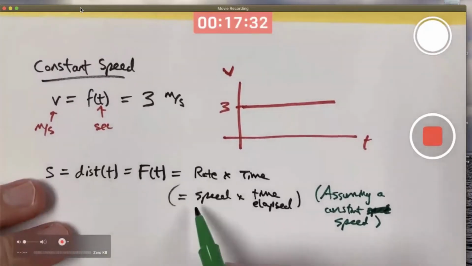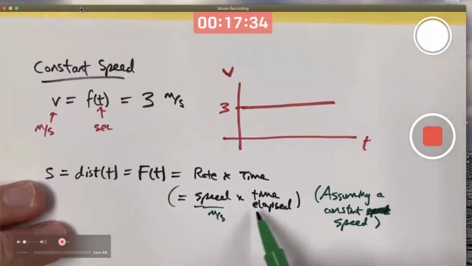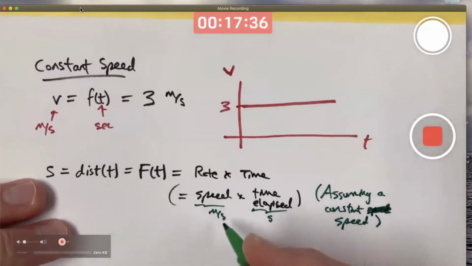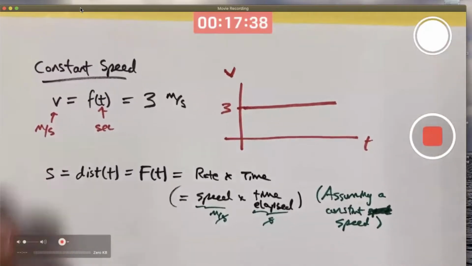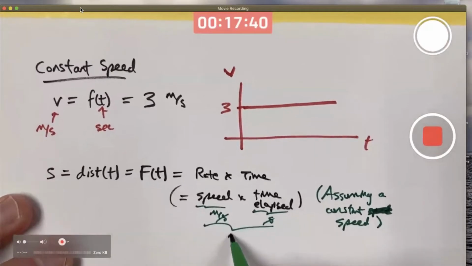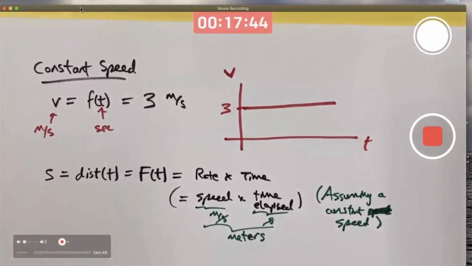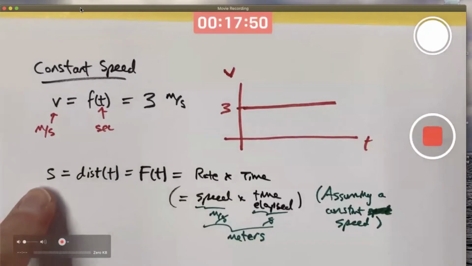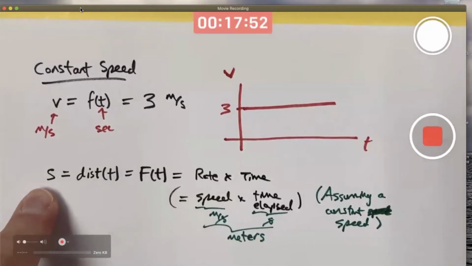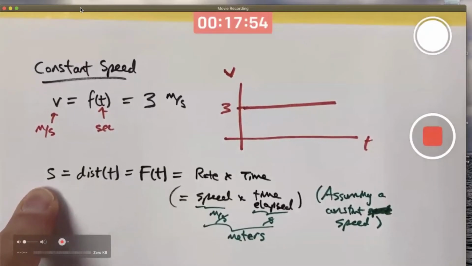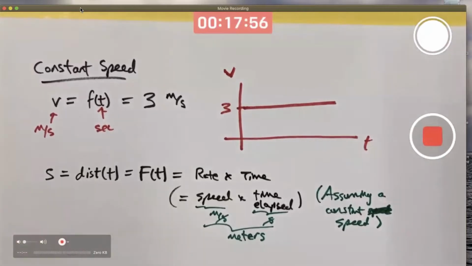Speed is in meters per second. Time elapsed is in seconds. The seconds cancel, giving you units of meters. The units of the distance traveled, s, is in meters. Again, it is typically called s here, even though that's a little confusing because it makes you think maybe it's the speed, but it's not.